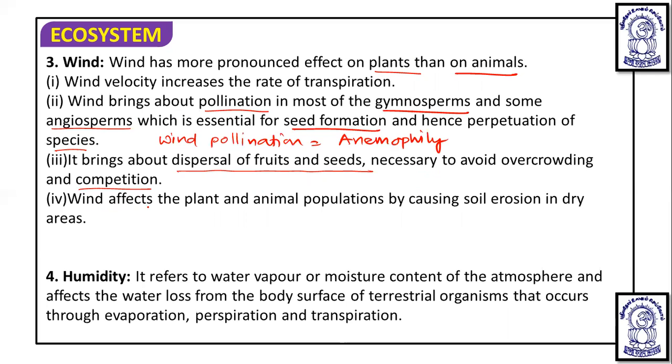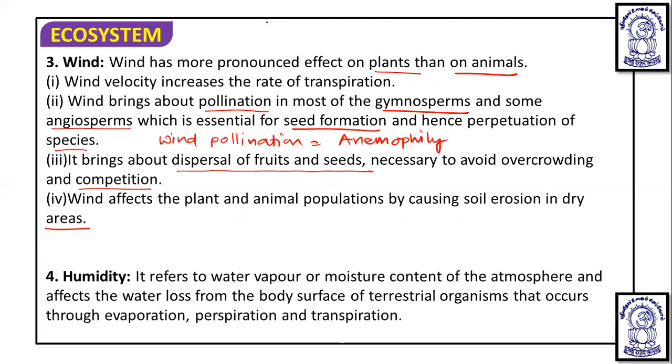Apart from this, wind also affects plant and animal populations by causing soil erosion in dry areas. So when soil erosion occurs in dry areas, the populations are particularly getting maintained. Okay, so in this way wind affects living organisms as an abiotic component.